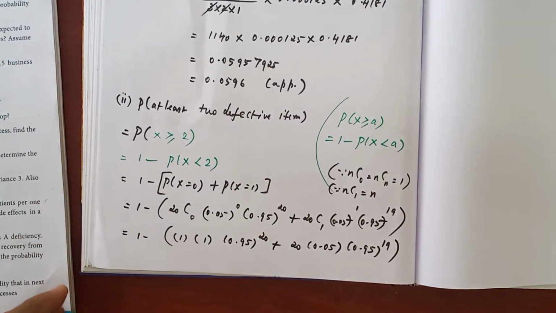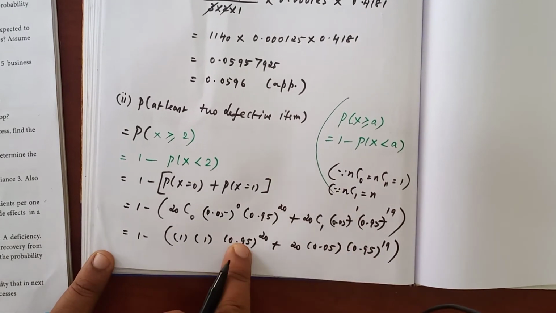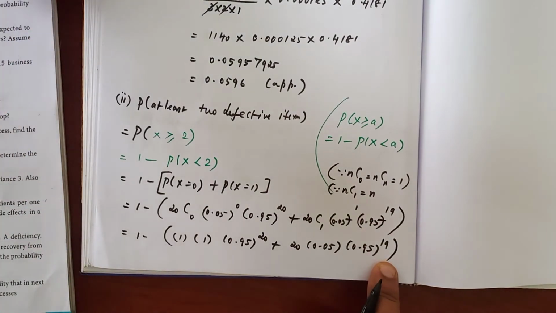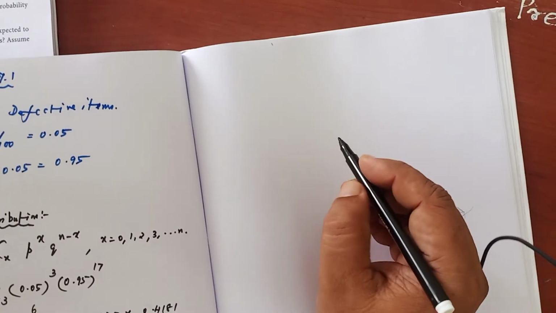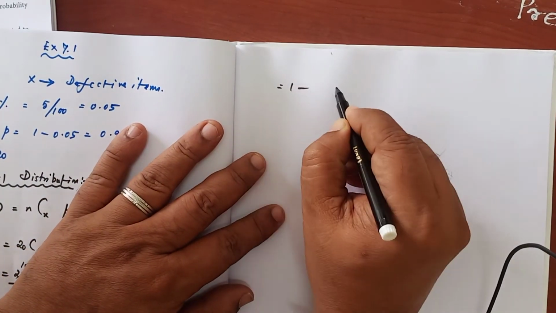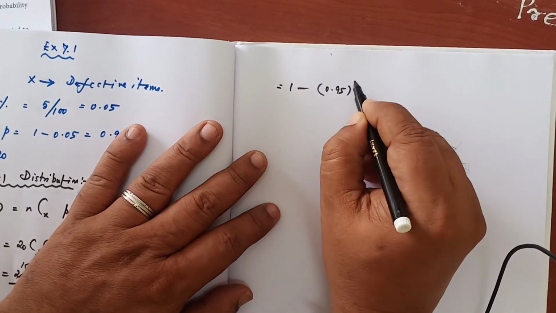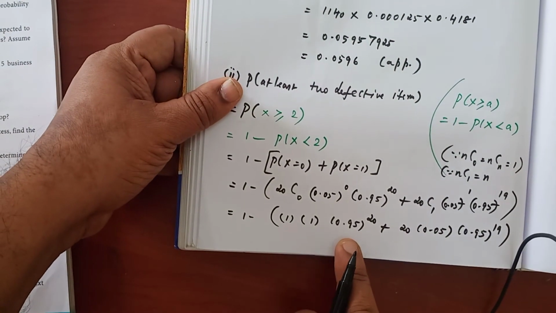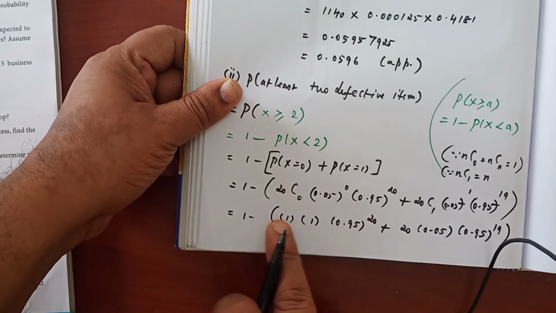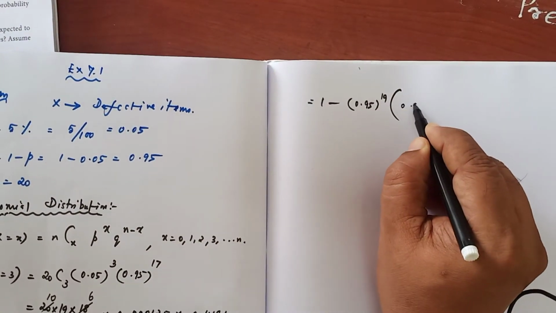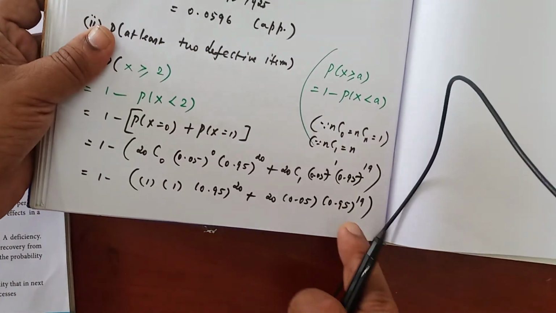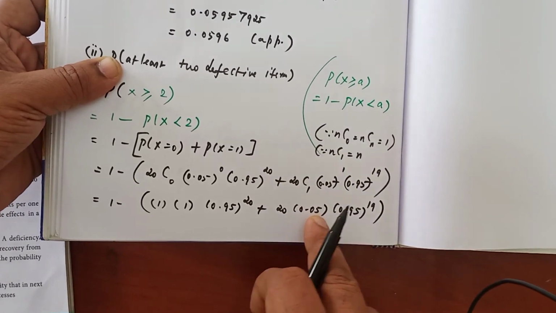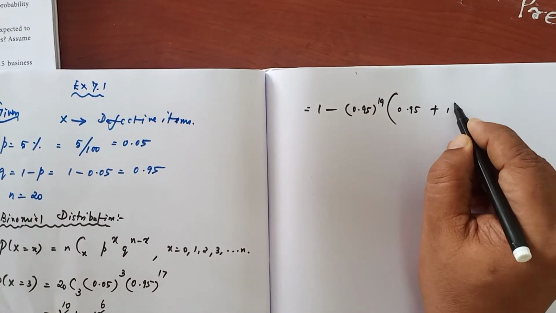Now we have to simplify. So between these two you can take 0.95 power 19 as common. Between these two, which one is least? 0.95 power 19. So write 1 minus 0.95 power 19 into, if we take 0.95 power 19 as common, one more 0.95 will be there. 0.95 into 1 that is equal to 0.95 plus, so we have taken 0.95 power 19 as common, these two will be there. 20 into 0.05 that is equal to 1. You can make it with the calculator, 1 only.